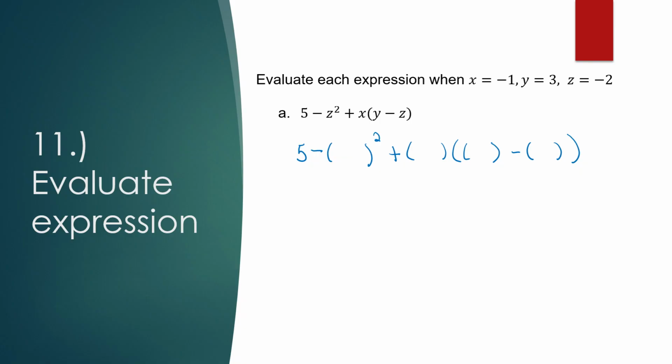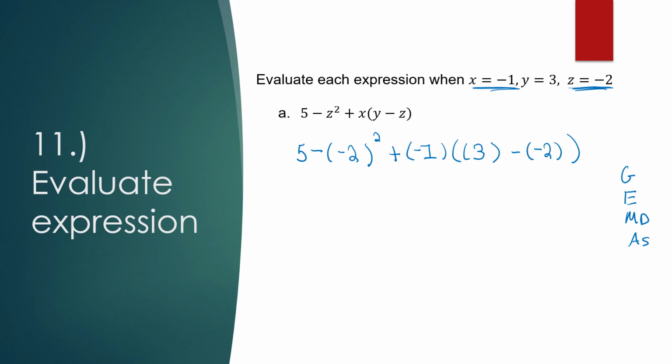Now we put the numbers in that we've been given. So we're told that z equals negative 2. So that goes right here. X is negative 1, so that goes here. Y is 3, and Z is negative 2. I'm now at simplifying, so I have to go back to my GEMDAS. And remember, write your GEMDAS every time so that you don't miss out on having that map to guide you.